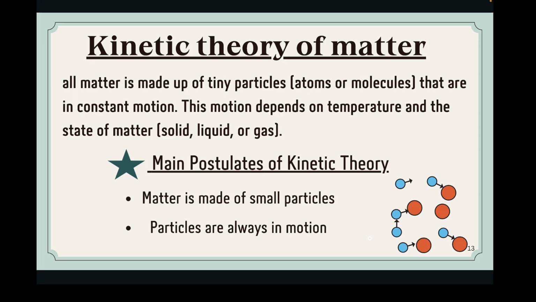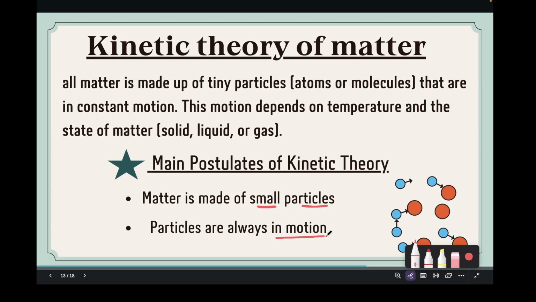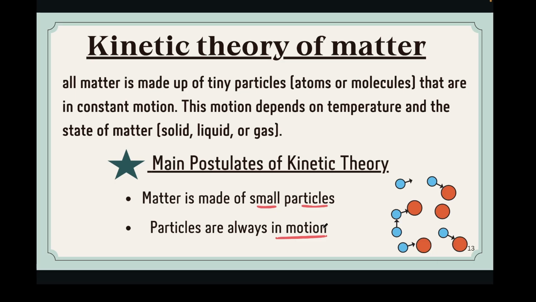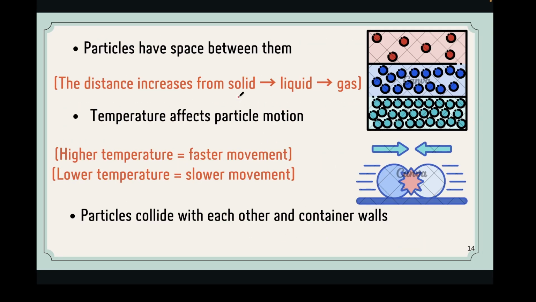As we already discussed, matter is made up of small particles, and these particles are in constant random motion. The particles have space between them which increases from solid to liquid to gas. The energy of motion, that is kinetic energy, increases with temperature. That is, temperature affects particle motion.